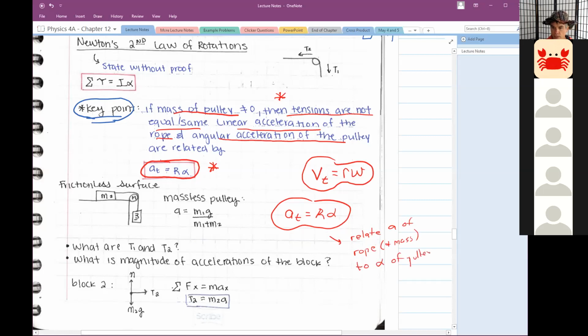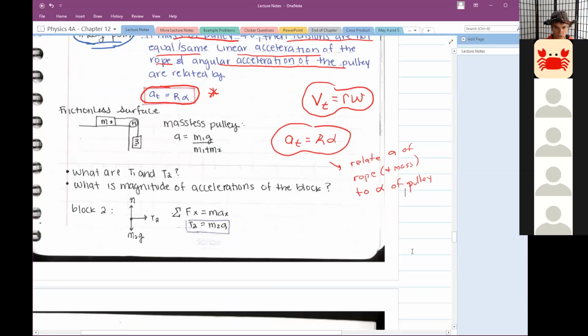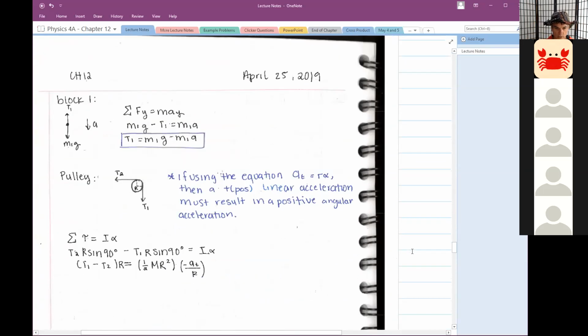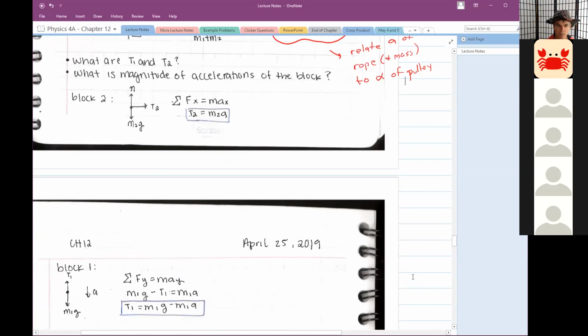And this will be true. The one assumption we still need to make is that the rope doesn't slip on the pulley, meaning when the rope moves a certain distance, the pulley is going to rotate with the rope. I'm not going to have the rope sliding past the pulley. So if you remember when we did this problem way back when, I'm going to recap it. Let's just do it. Example problems.